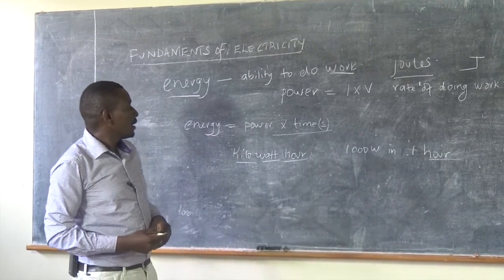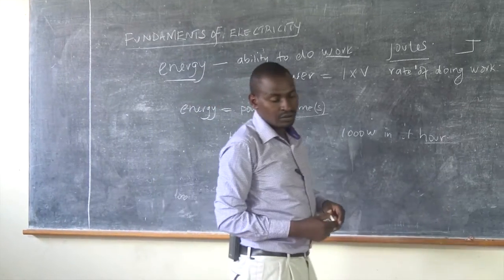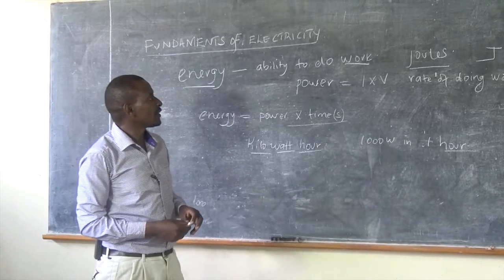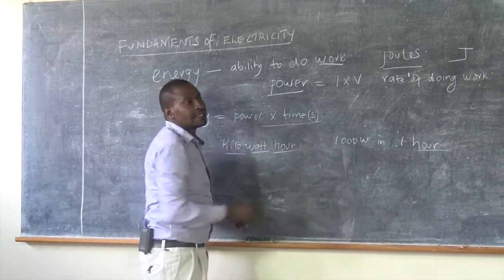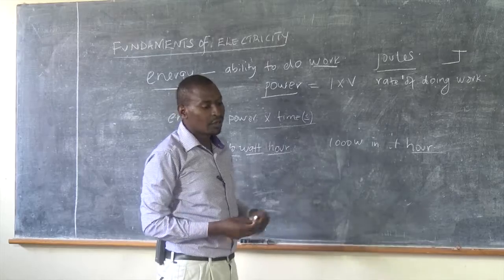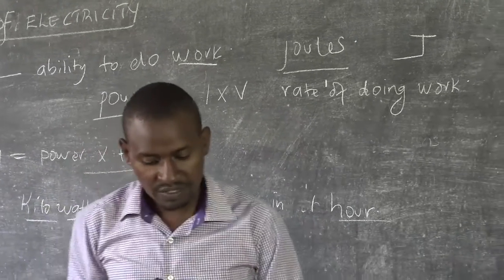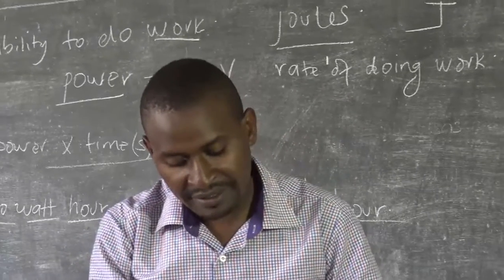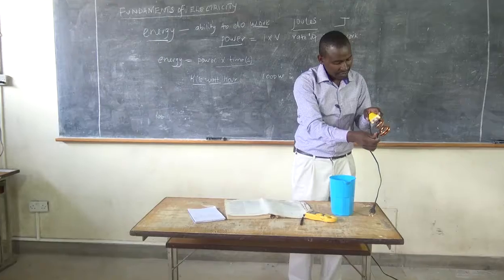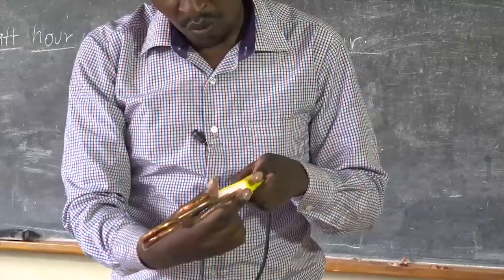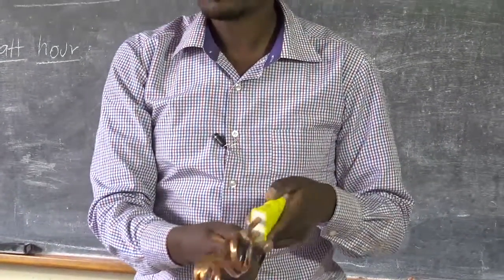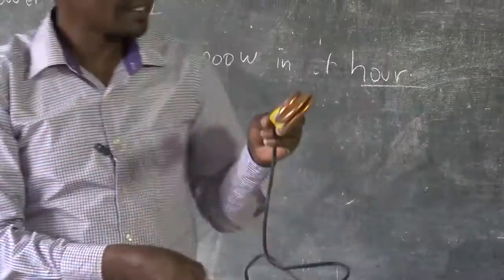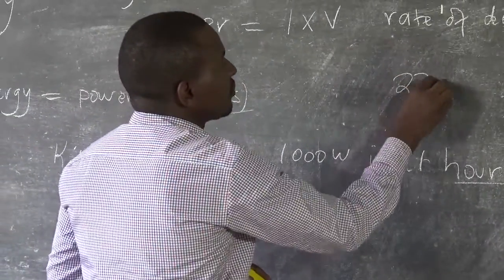All electrical appliances will have the rate at which they are working, so you get them rated in watts. For example, this heater that we are going to use is rated at 1,500 watts, 220 volts.